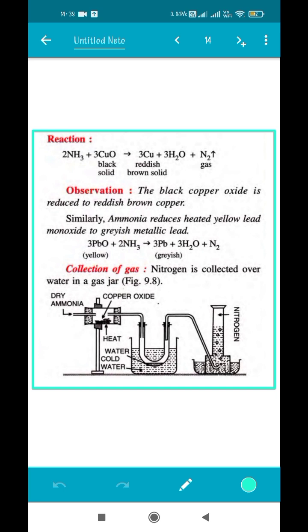Similarly, if in place of copper oxide you use lead monoxide, the same reaction happens. Lead monoxide plus ammonia gives lead, water, and nitrogen gas is released. Since nitrogen is lighter than water, nitrogen is collected over water. You can see in the figure below, nitrogen is collected over water. So these are the few reactions which you have to remember by heart, because these are the only reactions which are new and very, very important.